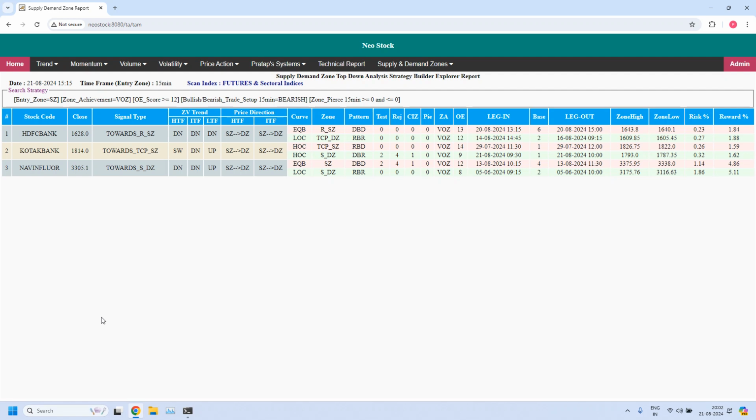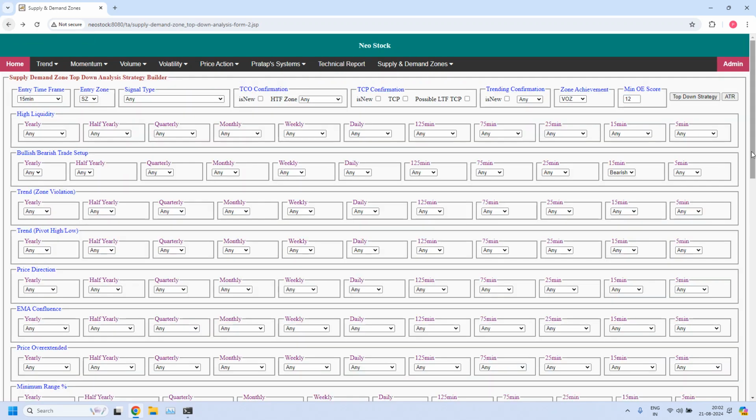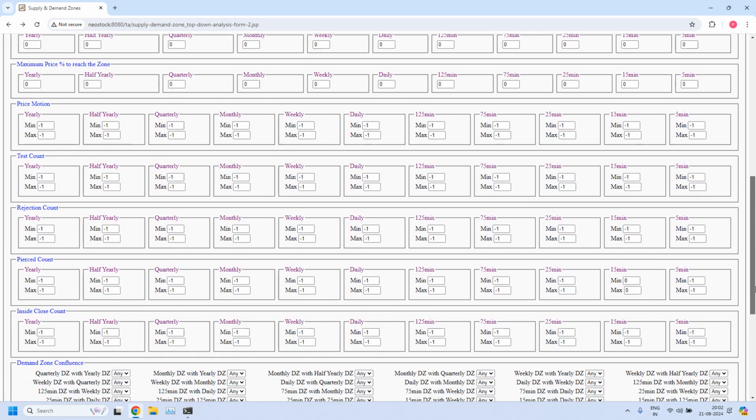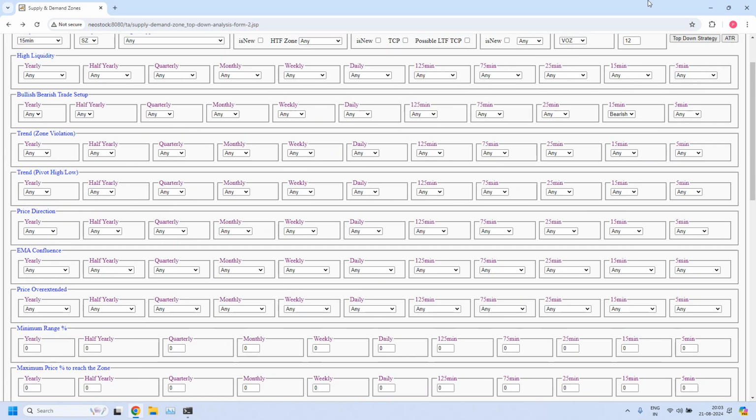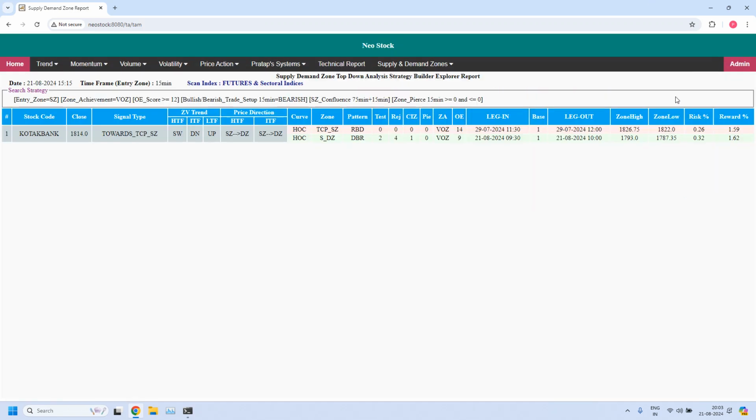Now let us verify whether any of these stocks are having confluence with ITF time frame, that is 15 minutes and 75 minutes supply zone confluence. So 15 minutes supply zone with 75 minutes supply zone enabled. Let's filter the stocks. One stock is supporting ITF confluence.